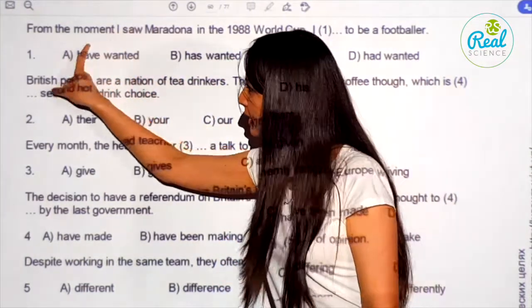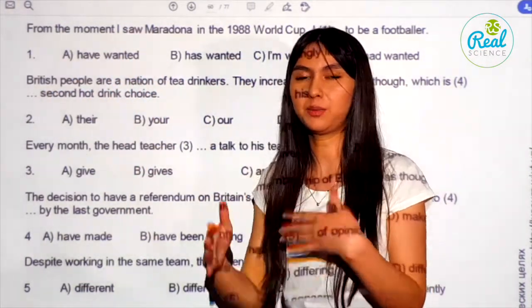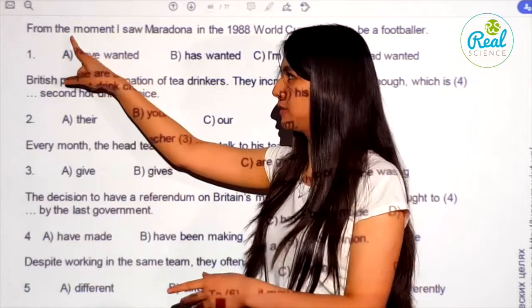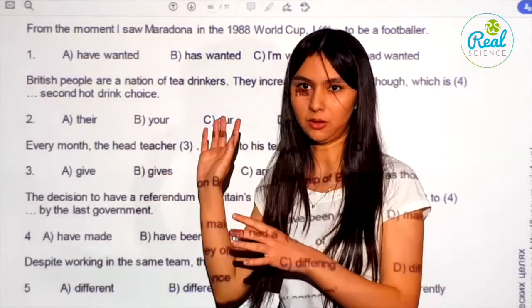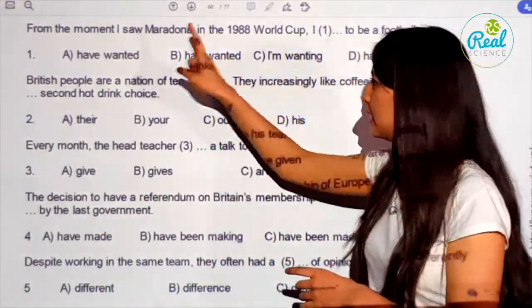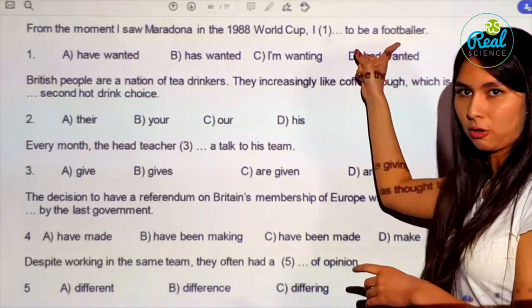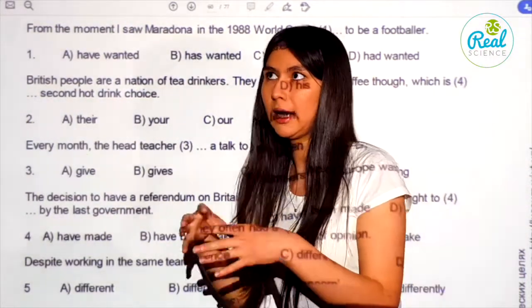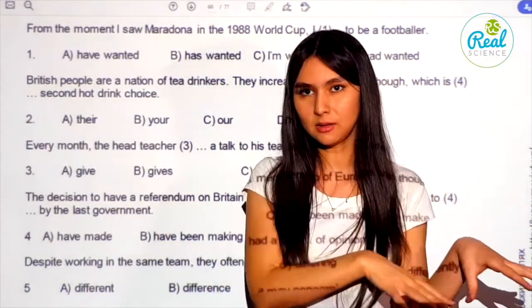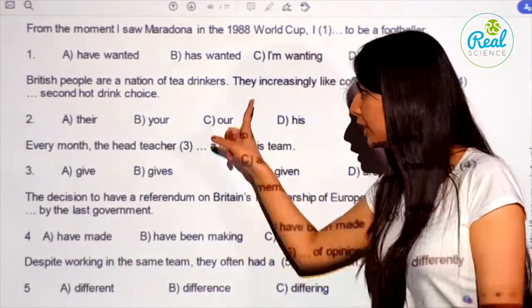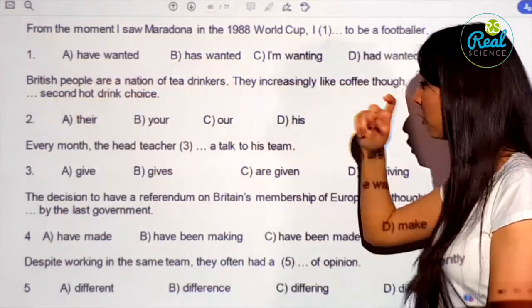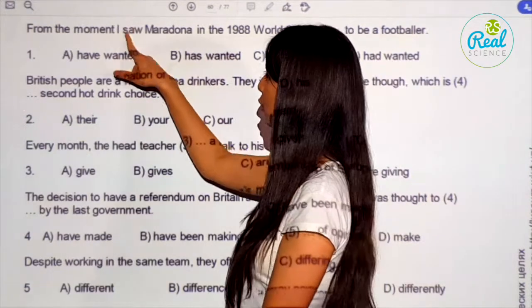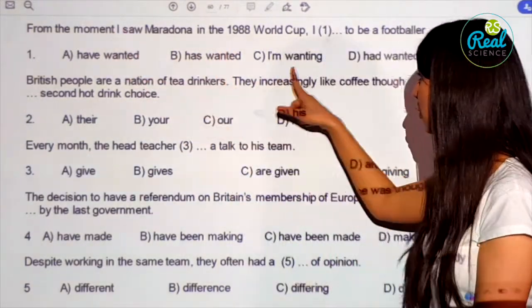Here, this is actually the keyword of present perfect simple. So instead of since, they just put from the moment. And this is continuing even now. It is continuing from the past till now. That's why here we put the present perfect simple form, not has wanted, because here we could see I. That's why you get rid of this one.